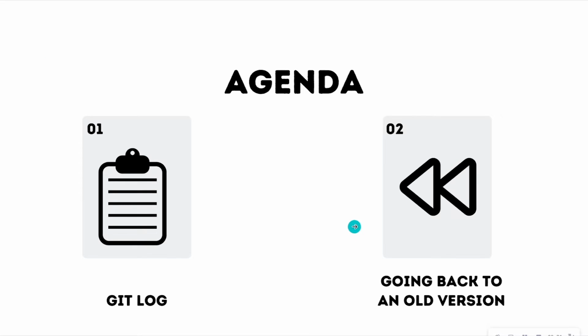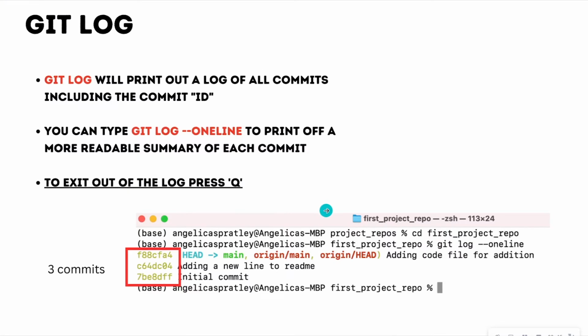So, our agenda for today is that we're going to go over two Git commands, git log and git revert. Git log is going to allow us to see everything that we have done so far, and git revert is going to allow us to go back to a previous version.